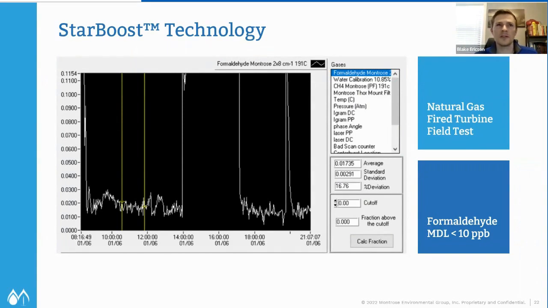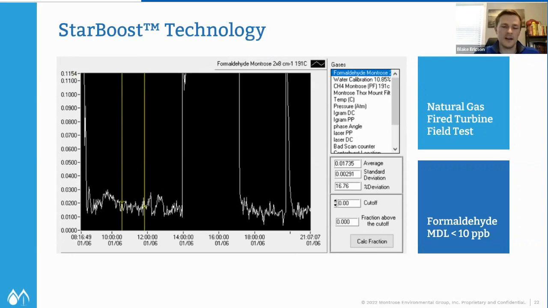AP42, I believe, is the emission factor. It's sky high compared to what actually is coming out of these turbines at high load. So this technology that exists helps prove this. And we were seeing a standard deviation of 3 PPB. So just absolutely crazy stuff.